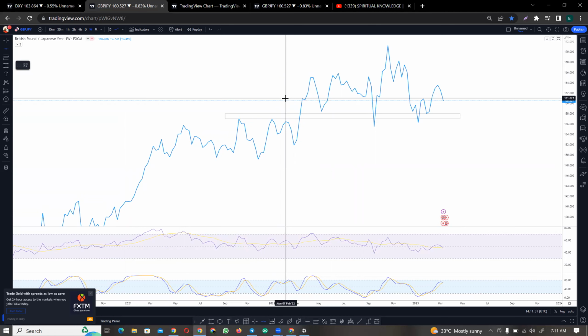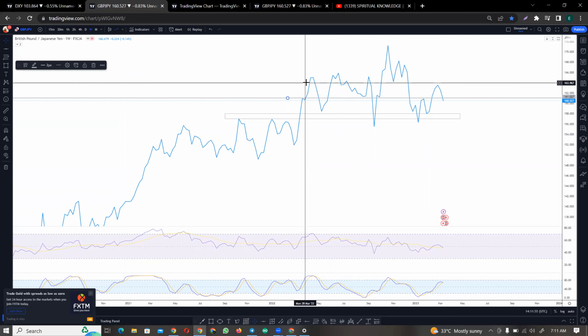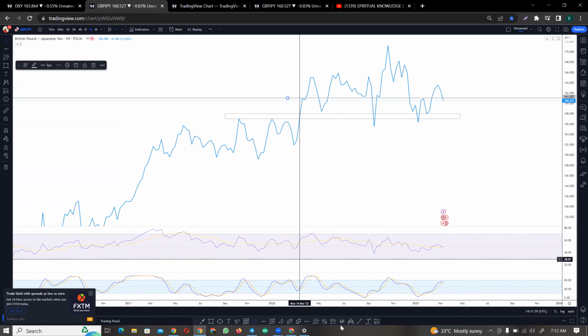So you just put a line here. Looking at that place, looking at this place also, you can put a line there also.